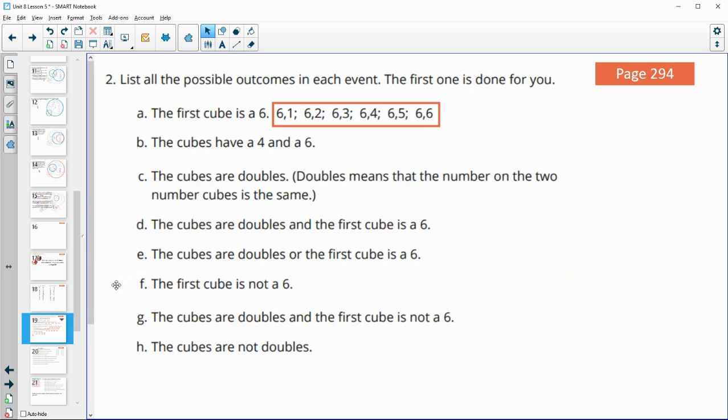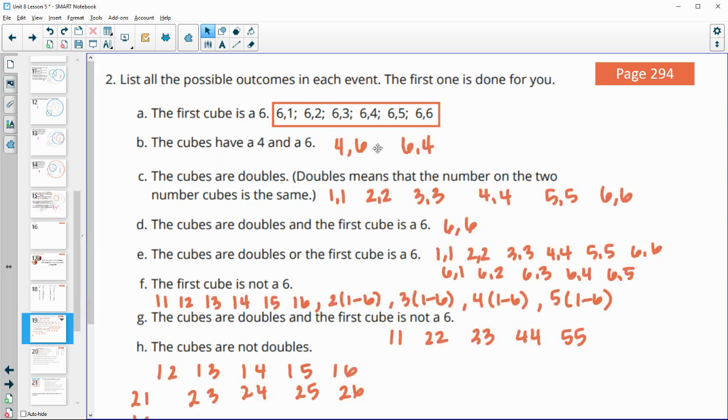All right, so in number 2, you'd have a lot of different sample spaces to be writing out. So this is some of it. So cubes, 4 or 6, could have had a 4 first, 6 second, 6 first, 4 second. Doubles with a 6 first. Doubles or the first cube is a 6. Okay, so all of the doubles I listed out, and then 6 with 1, 2, 3, 4, 5. I'm not going to write 6, 6 again.